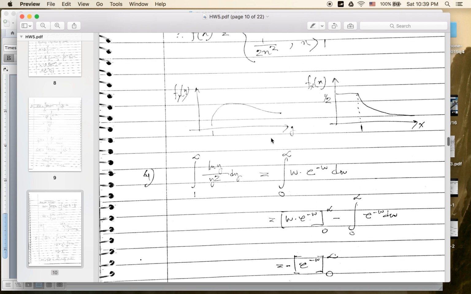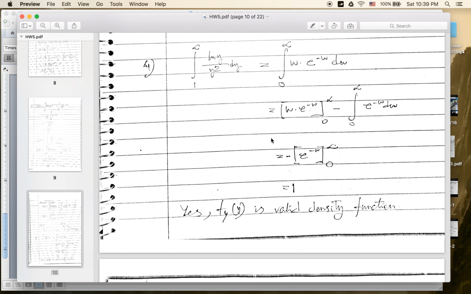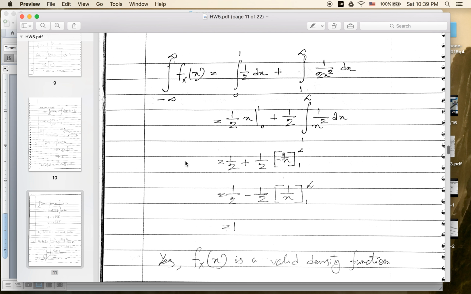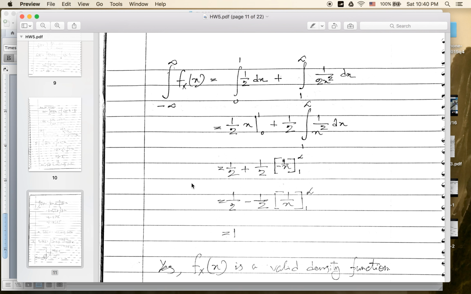And the final question was to verify whether both of them were valid density functions or not. So we integrate from 1 to infinity ln y by y square, and doing integration by parts and changing the limits, we get that this is 1, so fy is a valid density function. And for fx also, we integrate from minus infinity to plus infinity of fx. This can be separated into two parts. From 0 to 1, fx is half, and 1 to infinity, fx is 1 by 2x square. So we integrate and get that again the integration of minus infinity to plus infinity of fx is 1, which means fx is also a valid density function. So that's it for question 2.